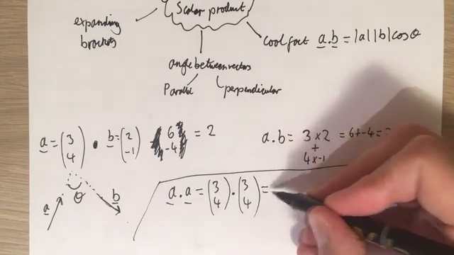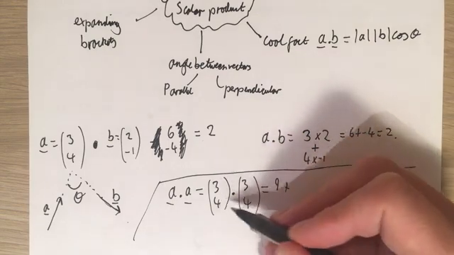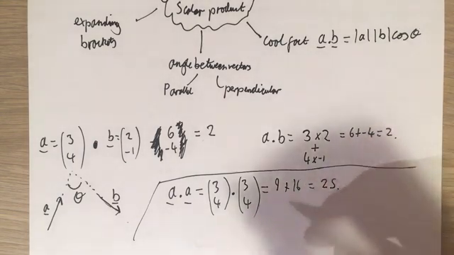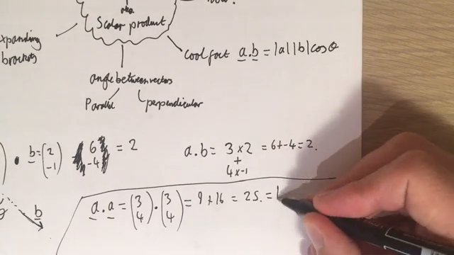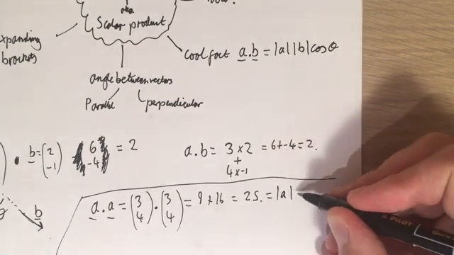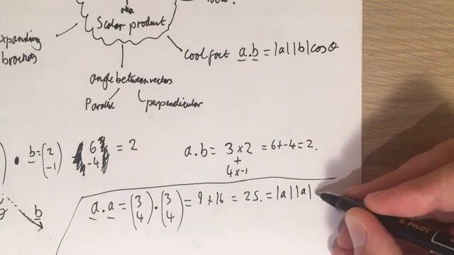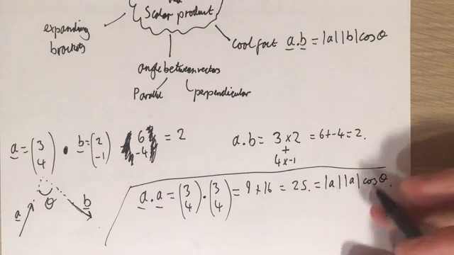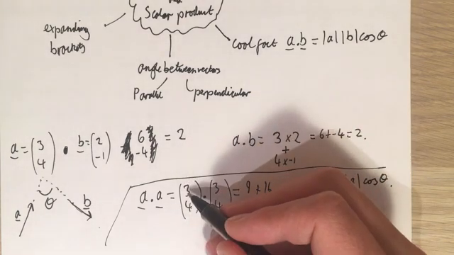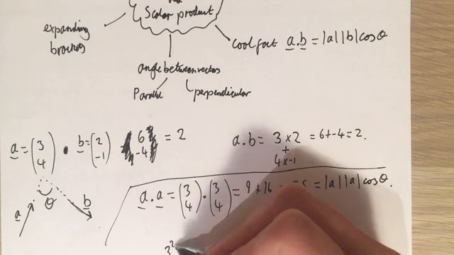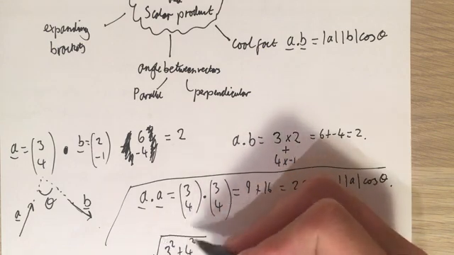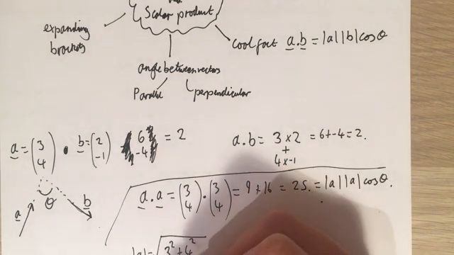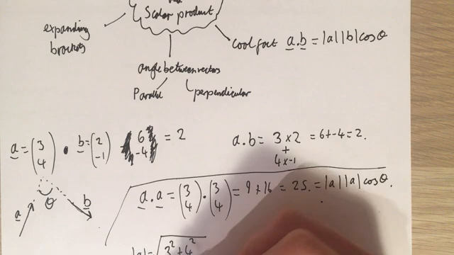3 times 3 is 9, plus 4 times 4 is 16, which is 25. And apparently, it's supposed to be the magnitude of A times the magnitude of A times cos of the angle between them. Now, the magnitude of A is, well, what we do is we do 3 squared plus 4 squared, and we square root it. So that's to get the length of A, the magnitude of A, which, as we all know, works out to be 5.